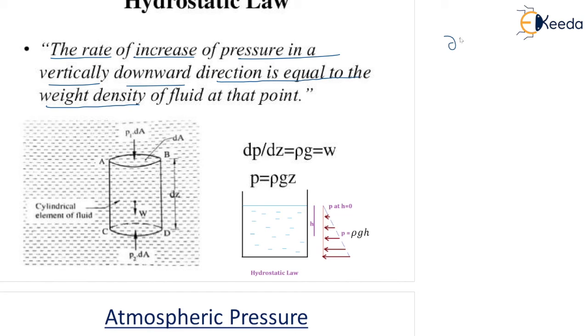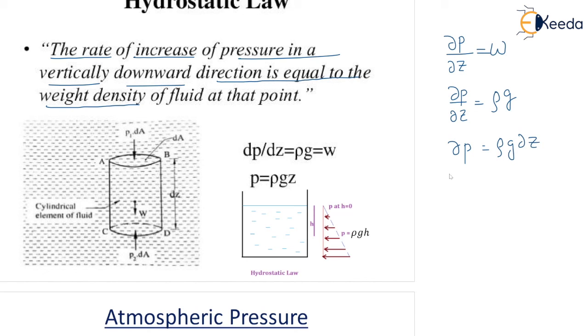Rate of increase of pressure. So let us write dou P, rate of increase of pressure in a vertically downward direction. Let us say Z. The rate of increase of pressure in a vertically downward direction must be equal to specific weight. What is specific weight? W, correct? So we can write next step as dou P by dou Z equal to rho G. W is a specific weight, rho G, correct? Next step is your rho G dou Z.